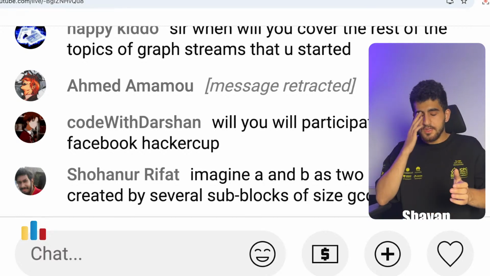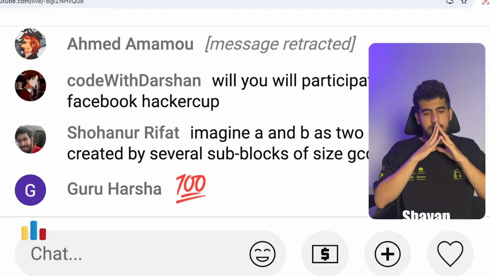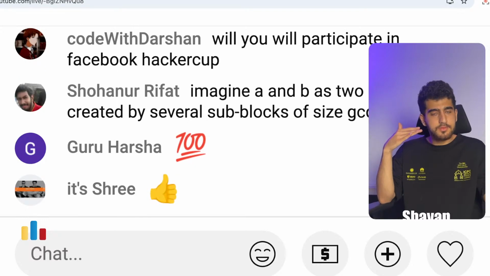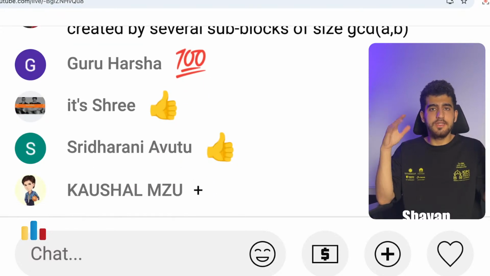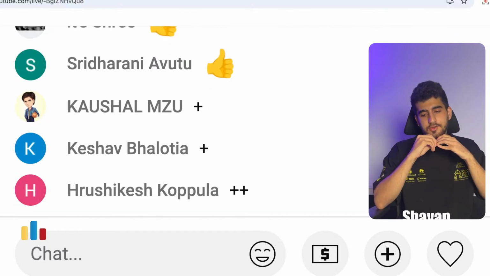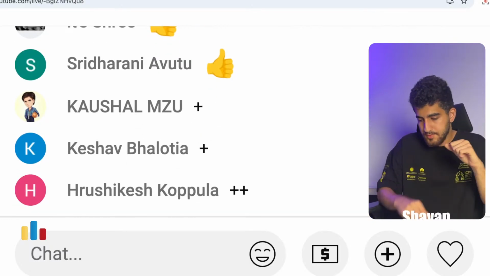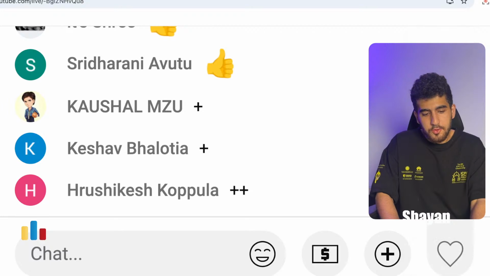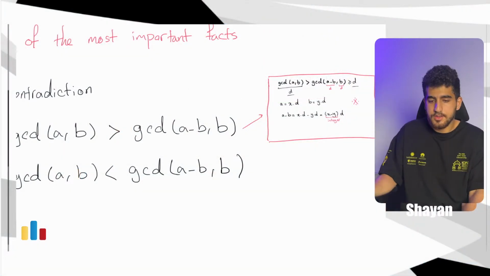So I just proved that if GCD of A and B is at least some D, GCD of A minus B and B is also at least that value D as well. Nice, great. So let's now move on to the other part of it.